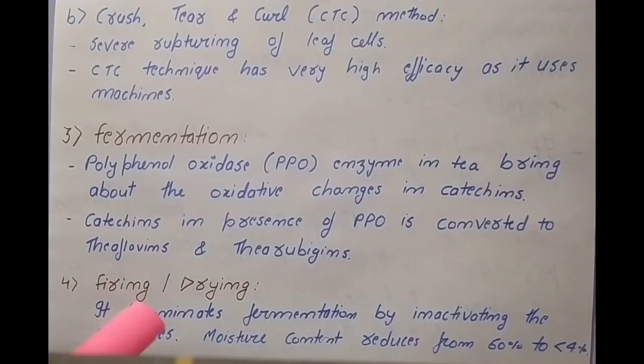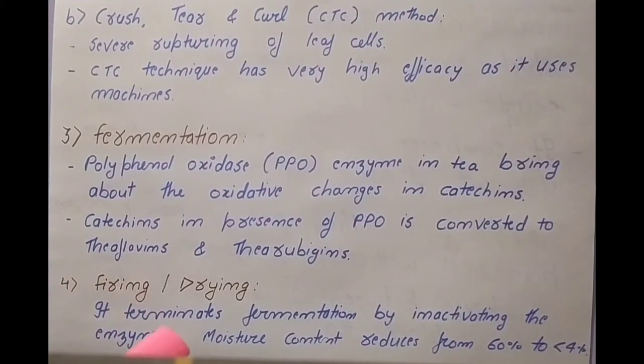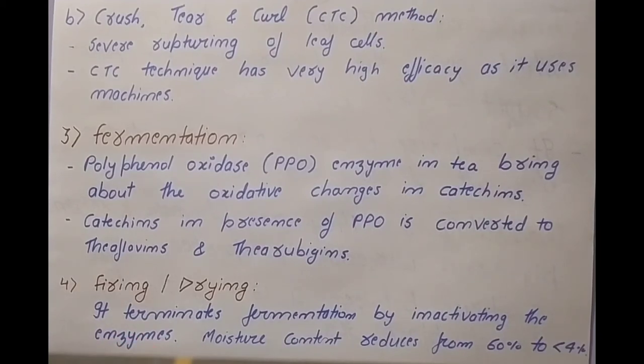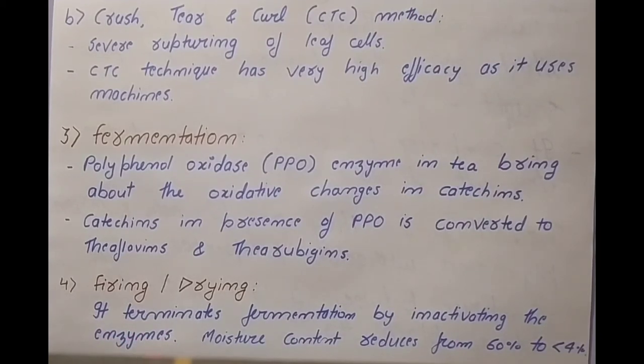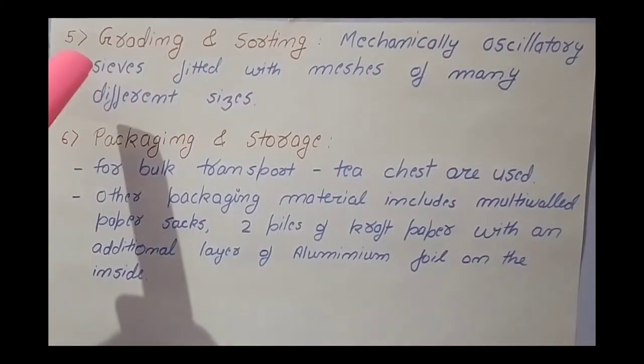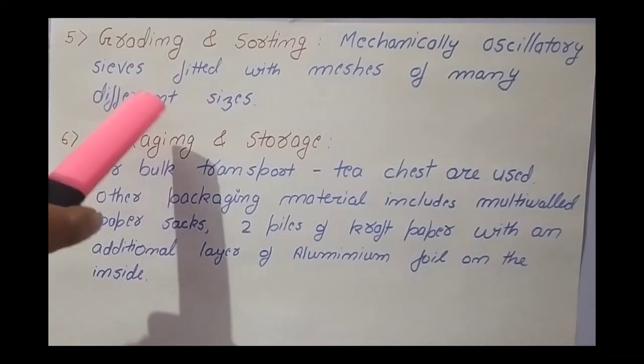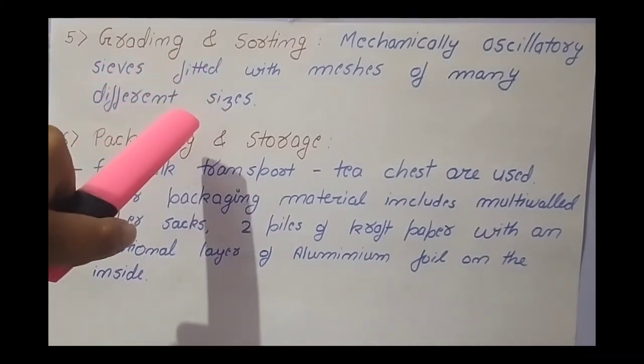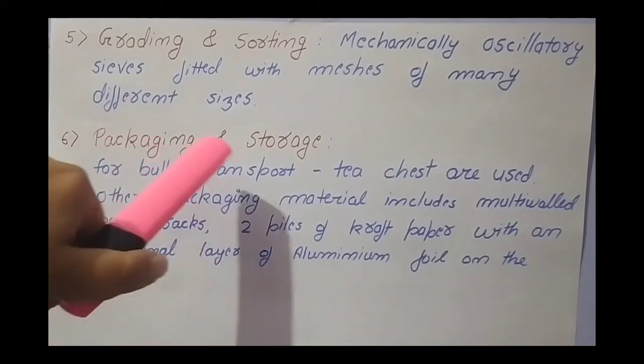Next is firing or drying. Firing or drying is done to halt the fermentation process by inactivating the enzyme, and the moisture content is reduced from 60% to less than 4%. Next is grading and sorting, in which various sieves are used so that we can get the different grades of the tea. Last is packaging and storage.